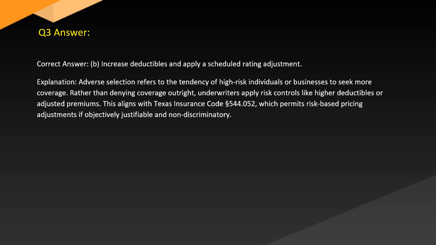Answer. Correct answer, B. Increase deductibles and apply a scheduled rating adjustment. Explanation. Adverse selection refers to the tendency of high-risk individuals or businesses to seek more coverage. Rather than denying coverage outright, underwriters apply risk controls like higher deductibles or adjusted premiums. This aligns with Texas Insurance Code SS.52, which permits risk-based pricing adjustments if objectively justifiable and non-discriminatory.